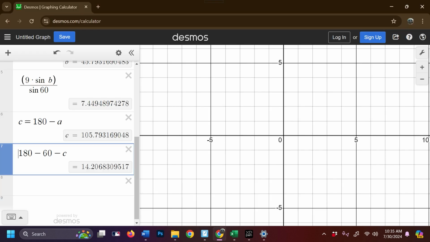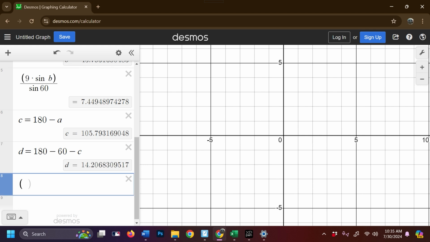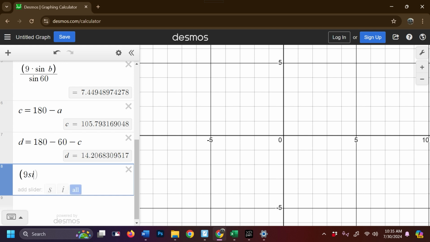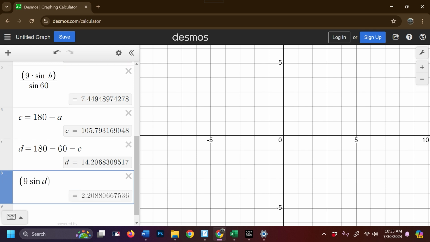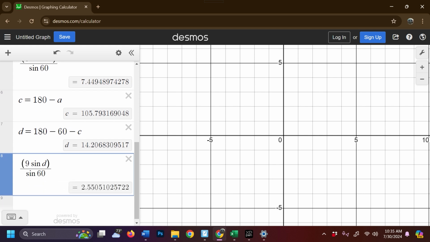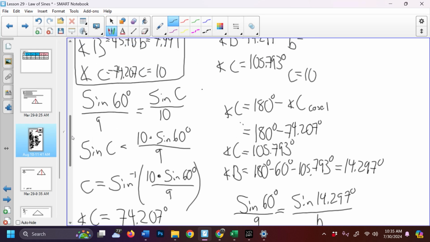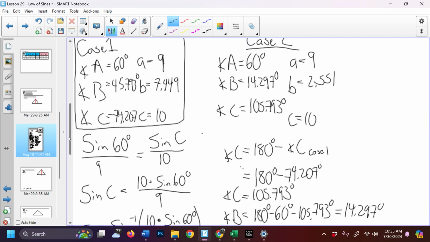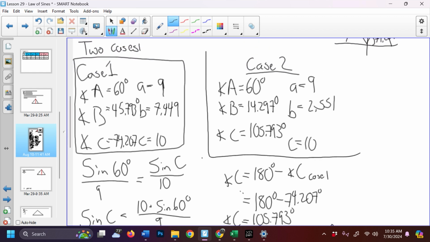And just for the sake of argument, we'll call this angle D, which we're going to put in there. So the parenthesis for the top, 9 sine D, close that parenthesis, divided by the sine of 60, gives me 2.5505. So I'm going to round that up to 2.551. And now I have all of the solutions for both cases. I know that was a lot, but we got her done.